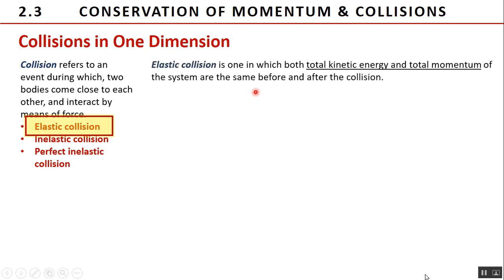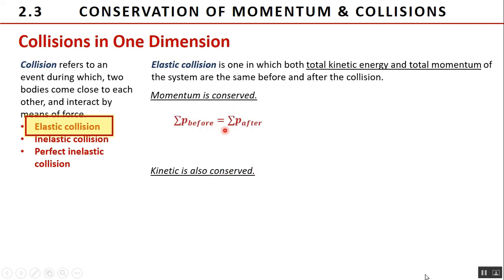Now let us analyze first the elastic collision. Elastic collision is one in which both total kinetic energy and total momentum of the system are the same before and after the collision. Hence, both momentum and kinetic energy are conserved, that is, the total momentum before collision is equal to the total momentum after, and the total kinetic energy before collision is equal to the total kinetic energy after.